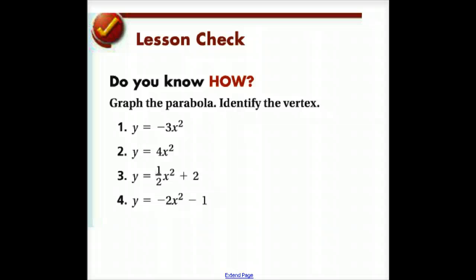All right, so now it is your turn to attempt the lesson check. Graph each of these parabolas and identify the vertex. Notice that in these two, the +2 and the -1 adjust the graph up and down. In these three, the coefficients affect the width of the parabola, and they all might have their own axis of symmetry. It'll be up to you to find it. Good luck.